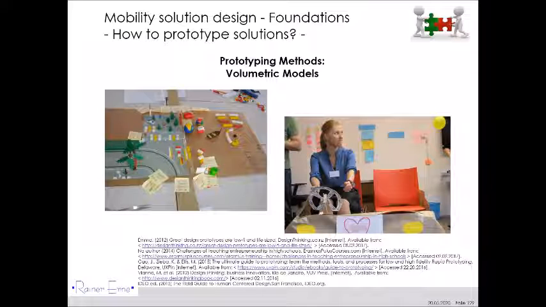Then, what is also very often used in the design thinking approach are volumetric models. It seems to be a bit like a playground where you prototype a solution together with Lego or whatever in order to display this to the user. With respect to a seminal paper, this is rather not possible.